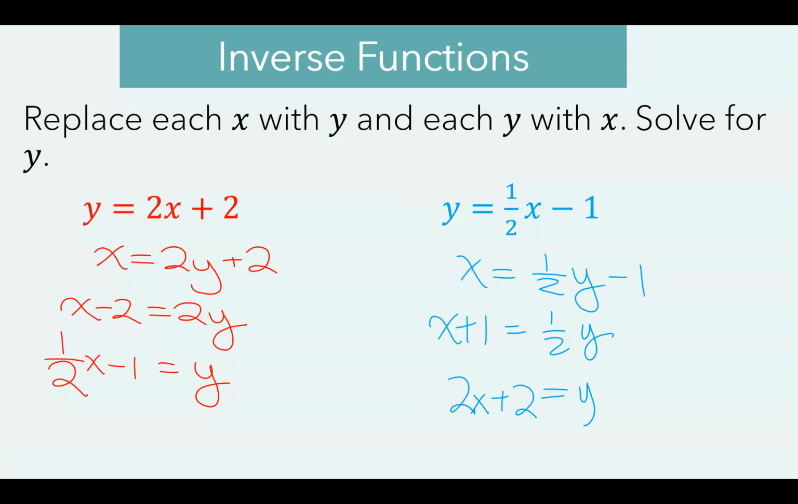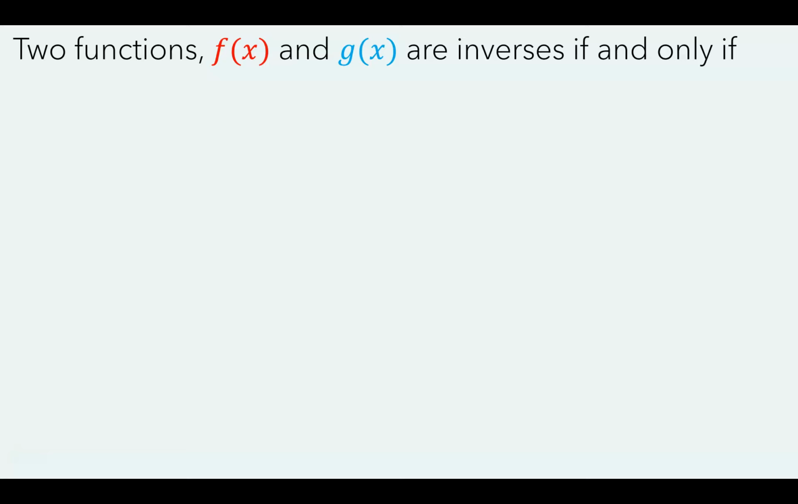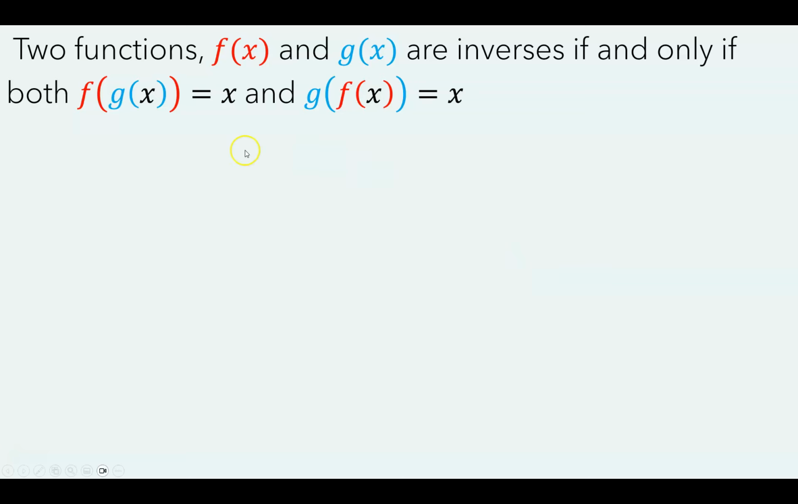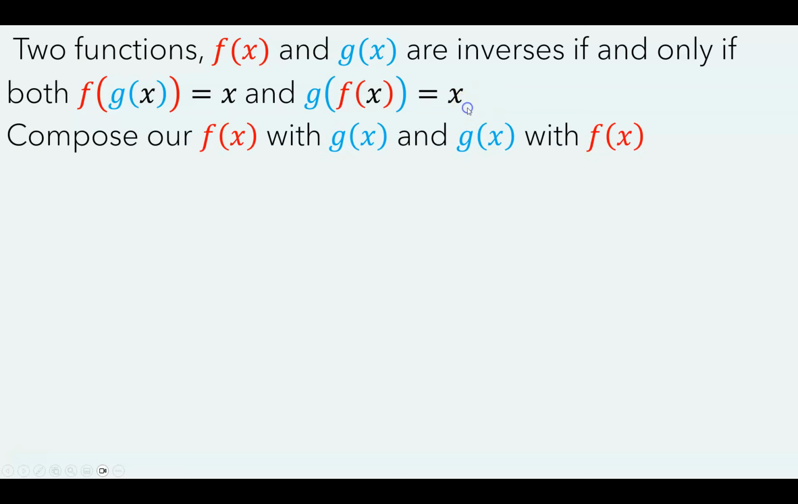So you might think that proves 2x plus 2 and 1/2 x minus 1 are inverse functions. It doesn't prove it, it shows it, I don't know. So in order to prove two functions are inverses, and you need to know this because we're going to use this definition in order to find derivatives in a moment here. Two functions are inverses if and only if when we compose them, f of g of x is equal to x, and g of f of x is equal to x. So let me show you what that means, or maybe not what it means, but I'll show you how to do that.